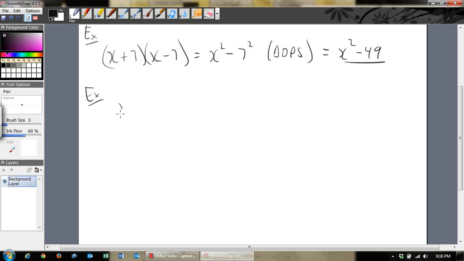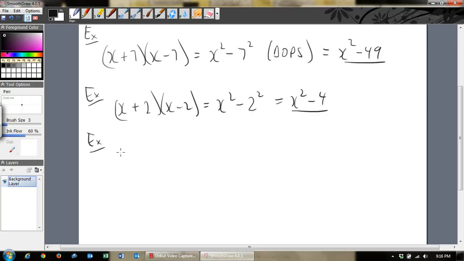Okay, so x plus 2, x minus 2 will be equal to the first term squared, which is x squared, minus the second term squared, which is 2 squared, which is equal to x squared minus 4. And there you go. So it's a beautiful little thing where you can just quickly get the solutions out.